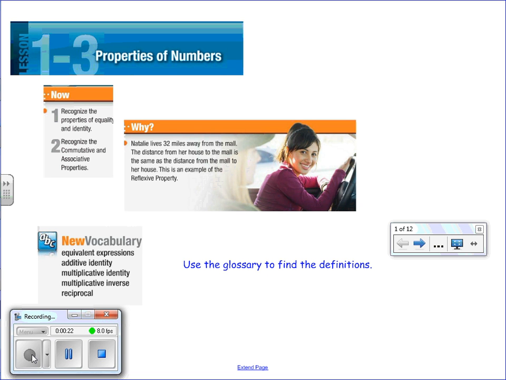So Natalie lives 32 miles away from the mall. The distance from her house to the mall is the same distance as the distance from the mall to her house. So say the distance is 32 miles to go from the mall to her house, right? Well, it's exactly the same distance to go from the house to the mall. So this is an example of the reflexive property, when it is true either way you're going, right? It's true if it's the same distance coming or going. So that's the kind of thing we're going to be talking about today.